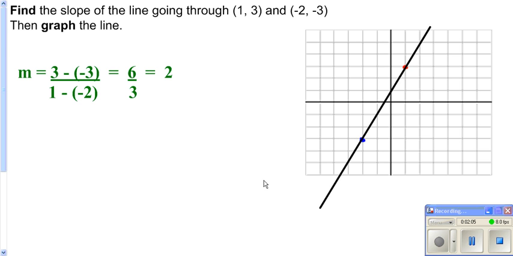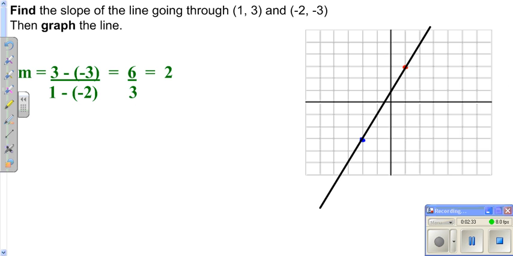To find your slope, you subtract this y value minus this y value. So we go our 3 minus our negative 3 over the corresponding x value here minus the corresponding x value here, 1 minus a negative 2. So we end up getting a 6 on top over a 3, or a slope of 2. And you notice with your line, you go up 2 over 1, which is a rise of 2.